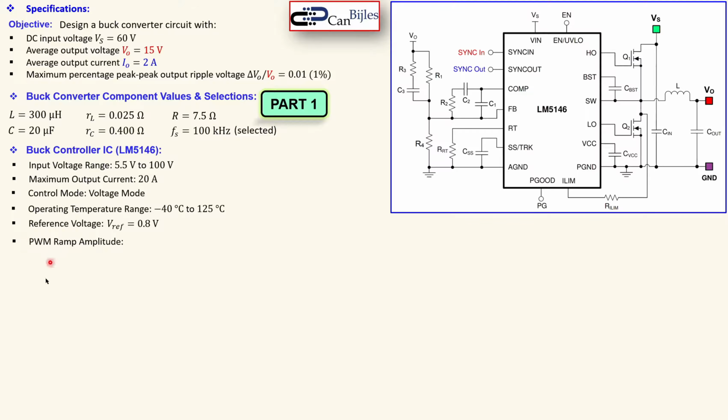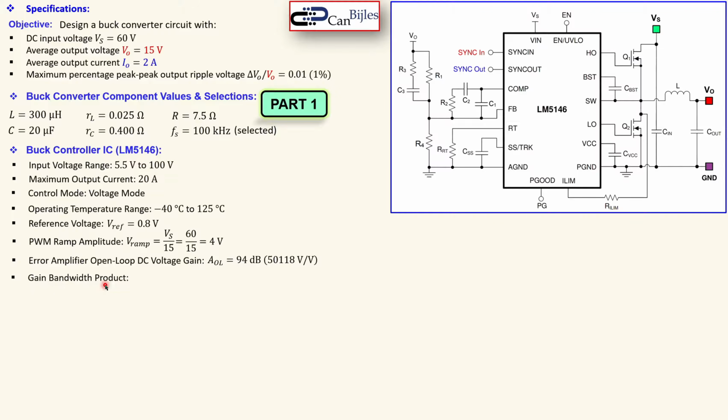The ramp amplitude from the PWM generator can be calculated using this formula, so it depends on your input voltage, over 15, that means in our case 60 over 15 will be 4 volts. And our error amplifier open loop DC voltage gain, that is again from the datasheet, which is 94 dB and given here as a scalar value.